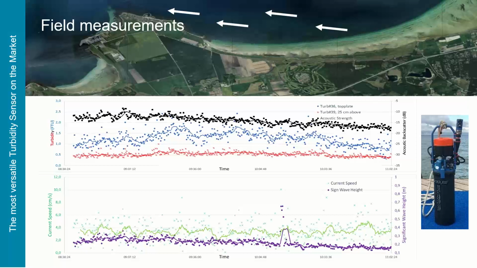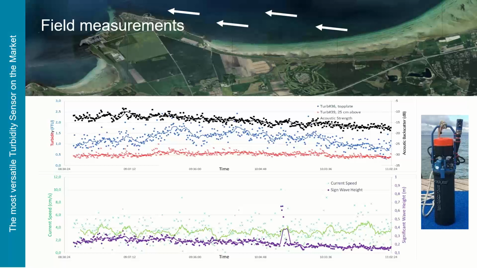Yeah, this is just a short test deployment, so just a couple of hours. What you see on the upper graph in red and blue is turbidity. Red is turbidity which is placed higher up, so further away from the bottom, and blue is turbidity closer to the bottom. And they should be read on the left-hand scale there. And yes, you can see turbidity closer to the bottom is higher and more variable. You have small resuspensions of sediments here.